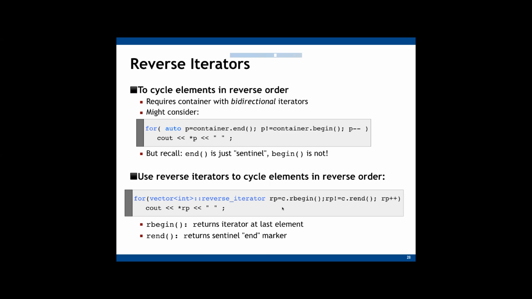The rbegin member function returns the iterator pointing to the last element stored in this container. Using a for loop like this, you can cycle elements in reverse order, and note that we are using the increment operator, not decrement.